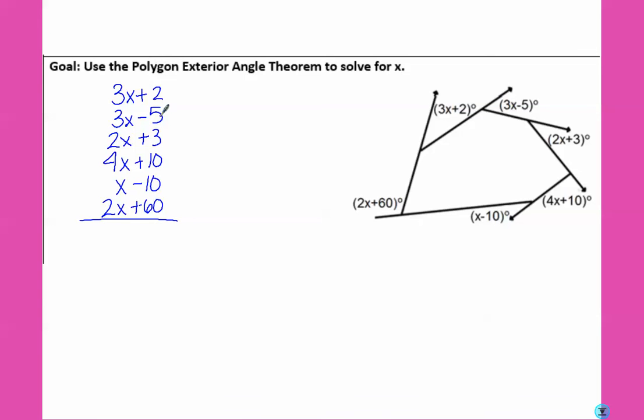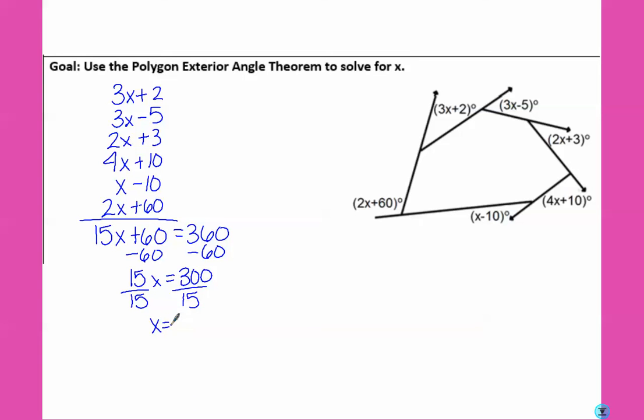Two minus 5 is negative 3, plus 3 is 0, plus 10 is 10, minus 10 is 0, plus 60 is 60. 3, 6, 7, 8, 12, 13, 14, 15 x's. We know it has to equal 360 degrees. Subtract 60, 15x equals 300. Divide both sides by 15, and we get that x equals 20.